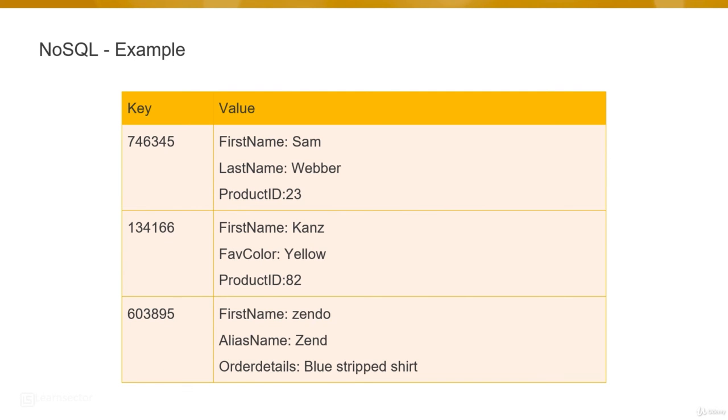Again, an example of NoSQL databases. Here's a table and we have the key and the value. So we will have one key with which we will extract the information, but the information is not structured. So I can have first name, last name, product ID, then first name, favorite color, product ID again, first name, alias name, order details, and so on. I can have more than three attributes. These are called the attributes: first name, last name, product ID. So I can have more than three attributes in any of the key value pairs. So that is something that can be altered in NoSQL databases.